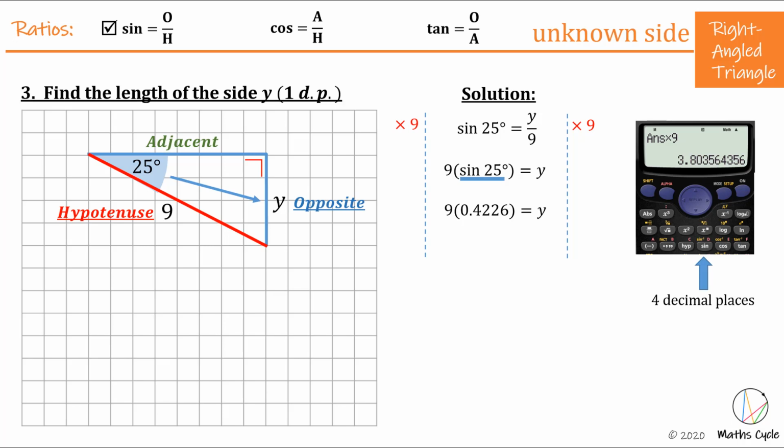So it's correct to 1 decimal place. After 1 decimal place here, we can see that after the 8 is a 0, so we'll be rounding down. So my answer will be 3.8.